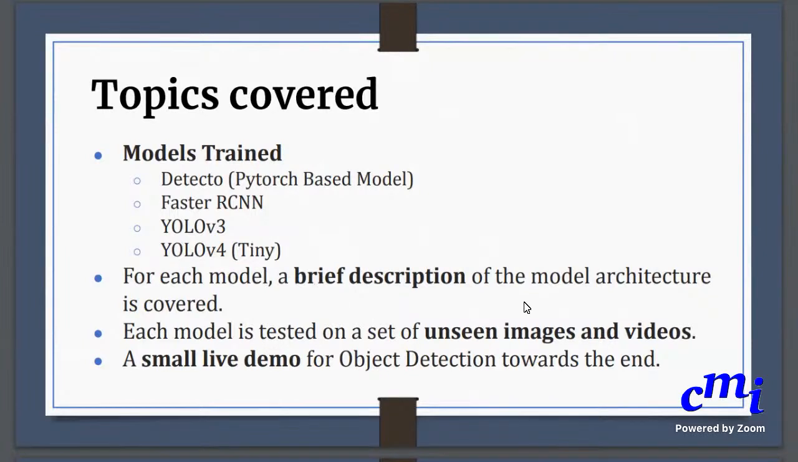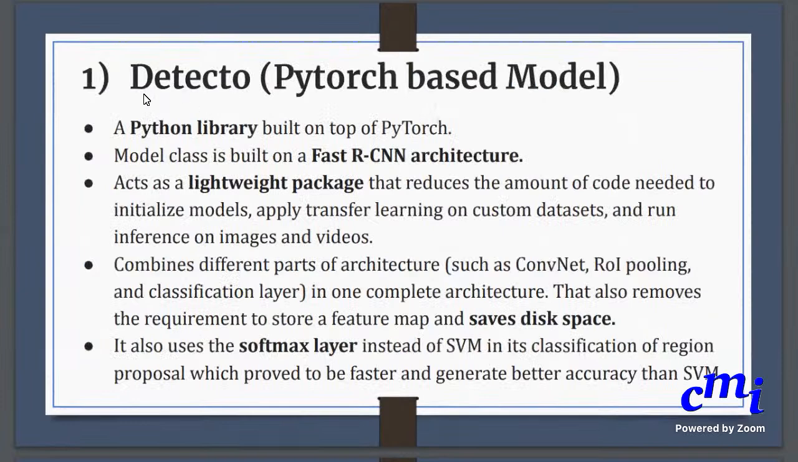So there is a brief description of every model architecture which I'll cover, and each model is tested on unseen images and videos. Also, there is a live demo towards the end of the PPT, which we'll come to. So moving on, firstly, the detector model.